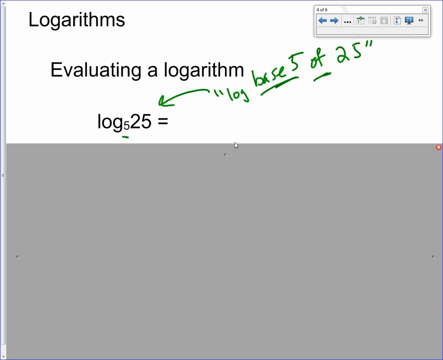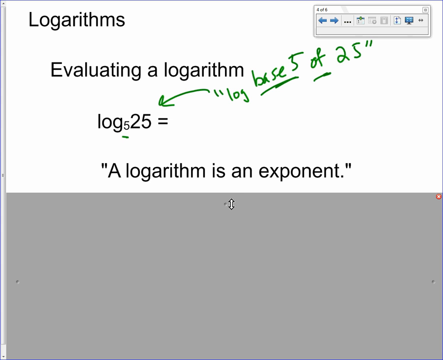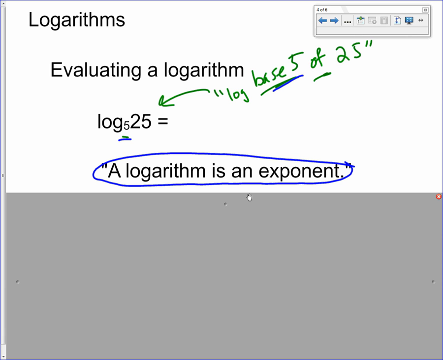All right, so what does this equal? Well, it helps to know that a logarithm is an exponent. A logarithm is an exponent. So think about the exponent here. If I have a base of 5, what exponent do I need to get to 25? That would be the second power, because 5 to the second power is 25. So this logarithm is the exponent 2. So log base 5 of 25 equals 2.